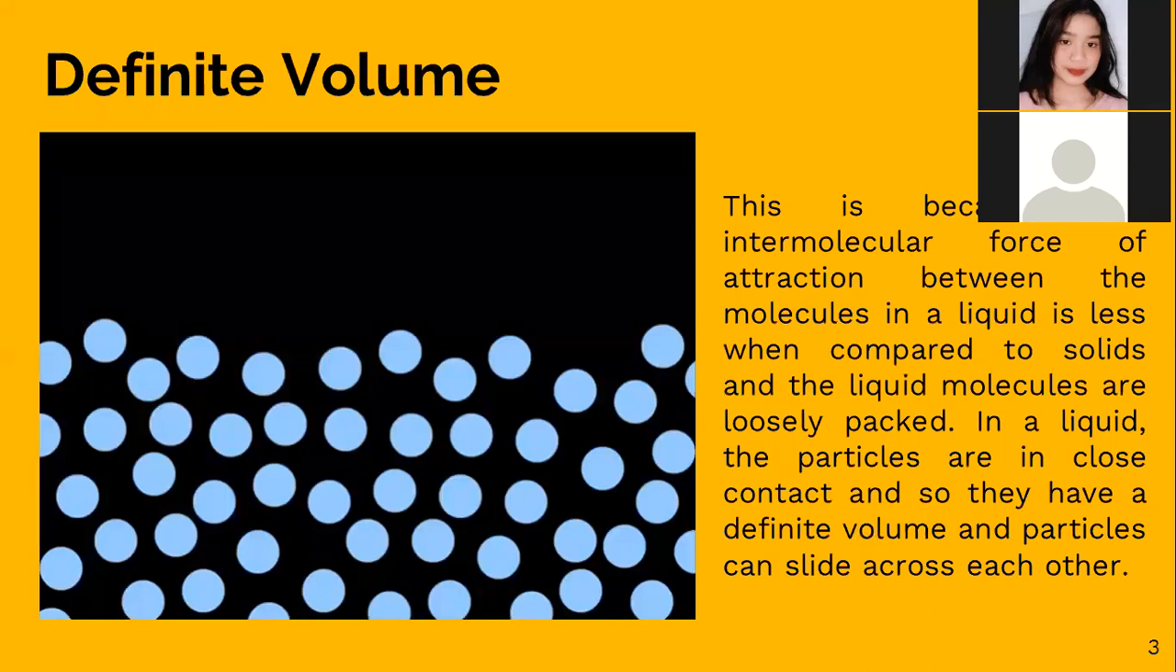Definite volume. The intermolecular forces of attraction between the molecules in a liquid are less when compared to solid, and the liquid molecules are loosely packed in a liquid. The particles are in close contact, and so they have a definite volume, and particles can slide across each other.